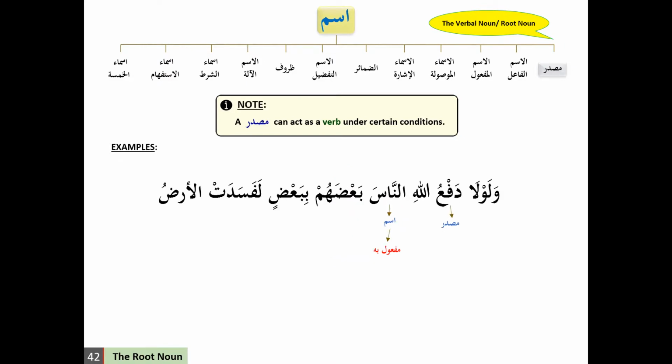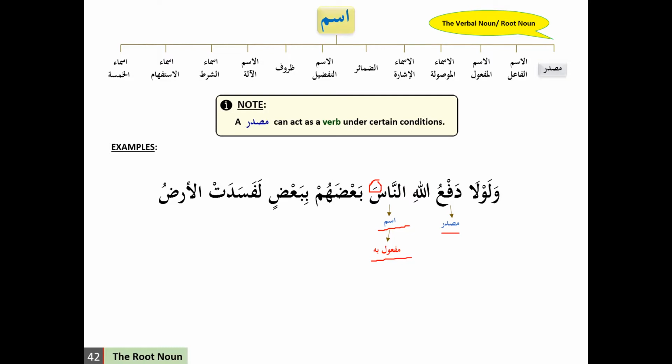Let's have a look at another example. وَلَوْلَا دَفْعُ اللَّهِ النَّاسَ بَعْضَهُمْ بِبَعْضٍ لَفَسَدَتِ الْأَرْضُ. So the word daf'u here is a masdar, and the word an-nas is a noun, and its role is maf'ul bihi in the state of nasb. The reason why it is maf'ul bihi in the state of nasb is because the word daf', this masdar, is having the function of acting as a verb over here.